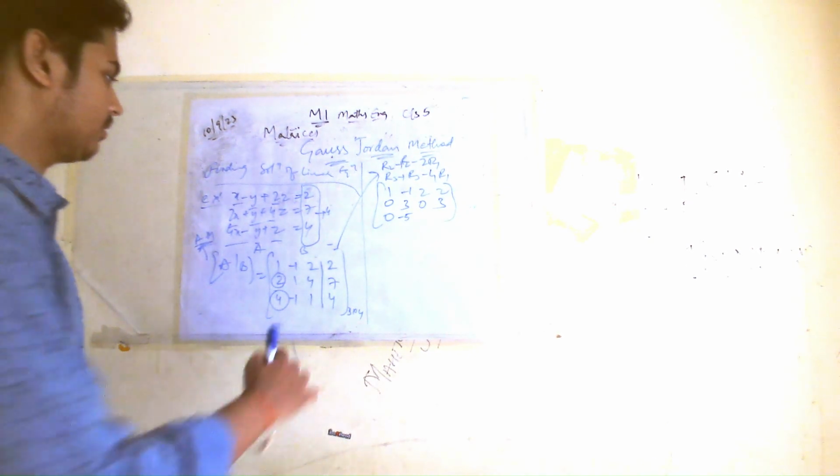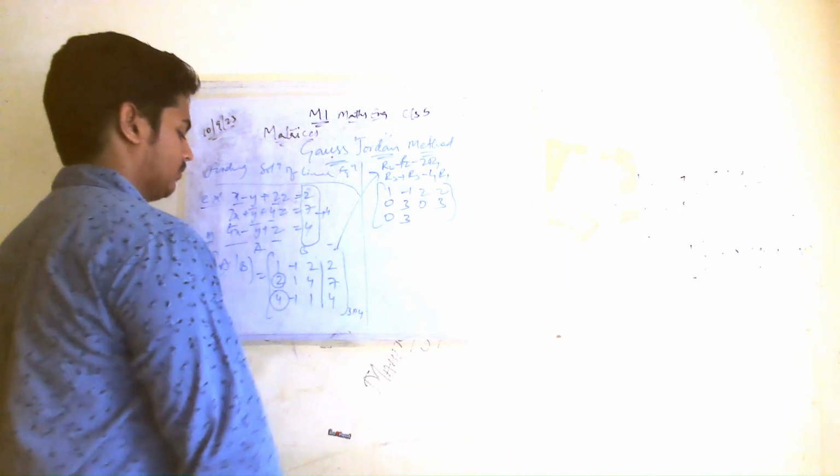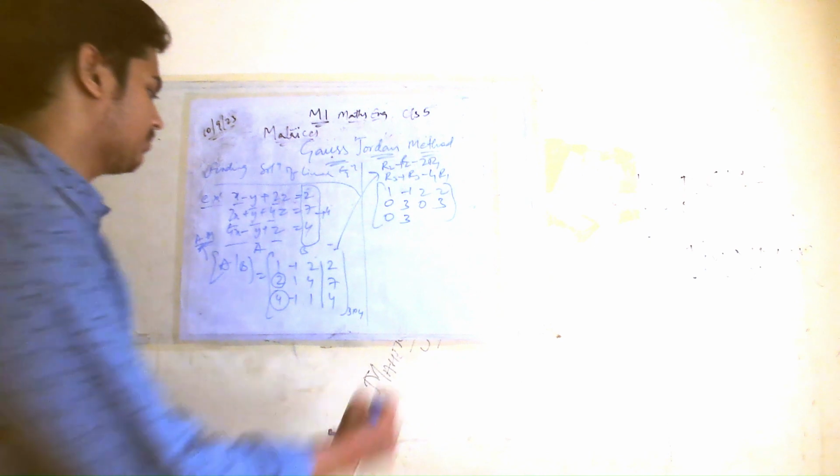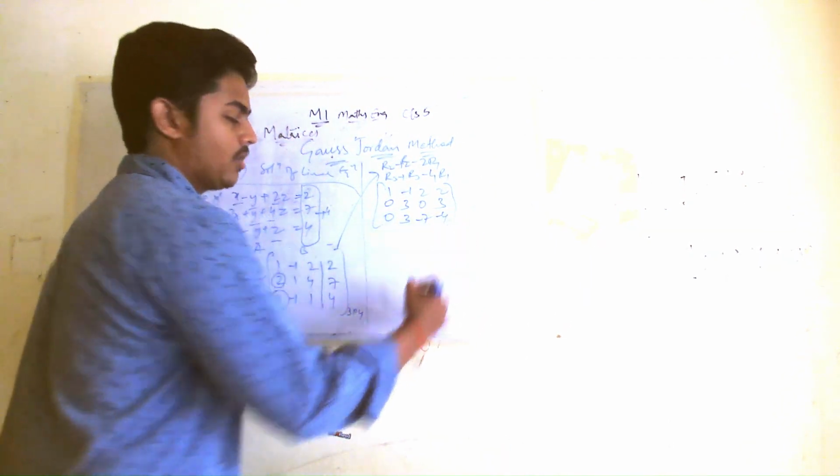Minus 1 plus 4, right? So it becomes plus 3. And 1 minus 8 is minus 7. And 4 minus 8 is minus 4. We got this one. Yes?